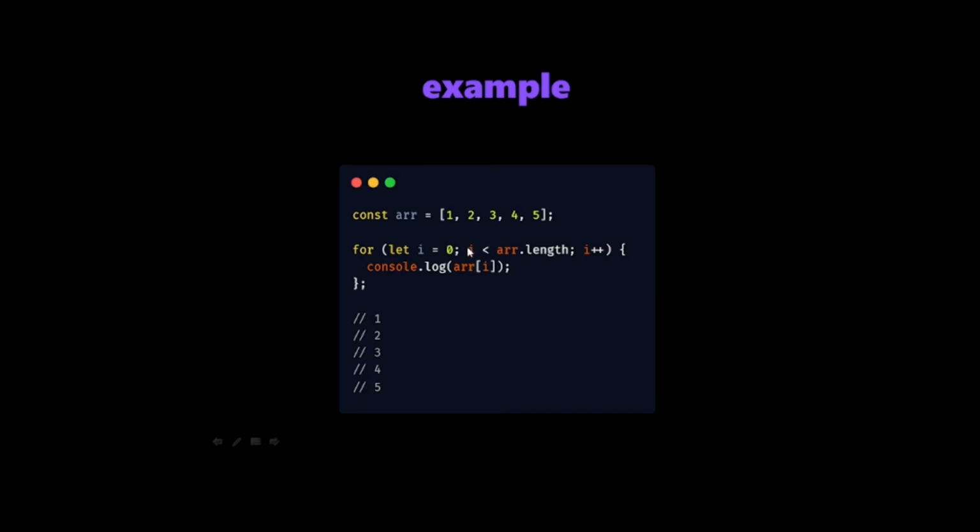So if i must be less than 5, it has to be stopping at 4 because we increment by 1. So we are looping through this array by each element. And we print out each element of this array.